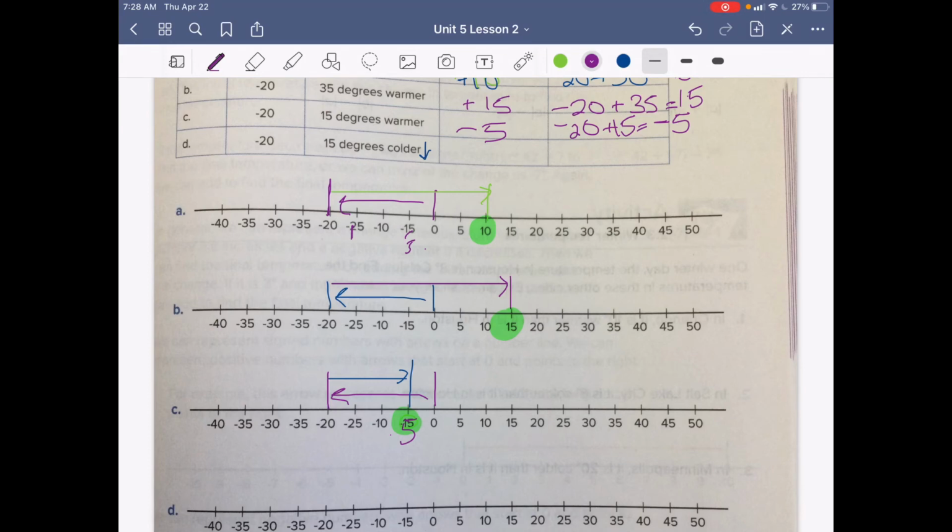All right, last one for this page. Letter D. Again, we're at -20, so we can go ahead and just draw that in. But then we're getting 15 degrees colder, so we're going to go more negative. Let's count by fives. 5, 10, 15. And that's going to put us right here.